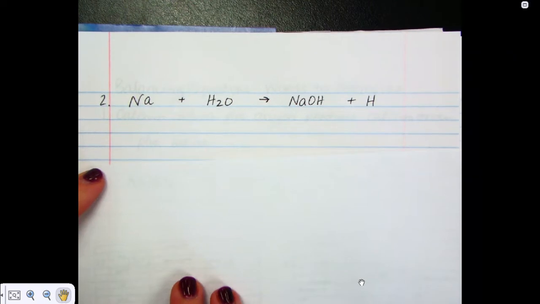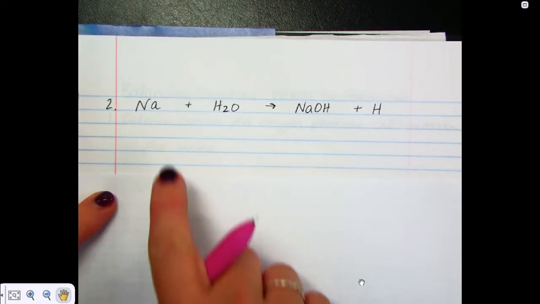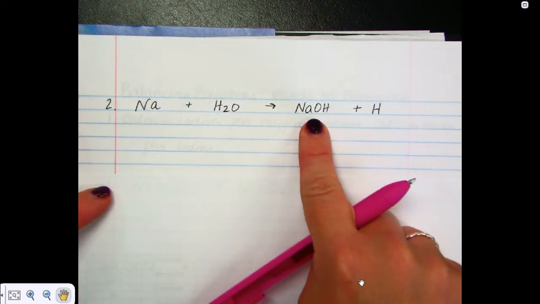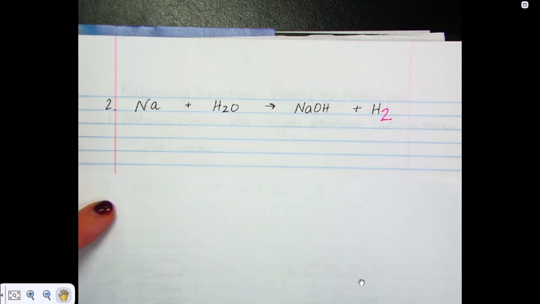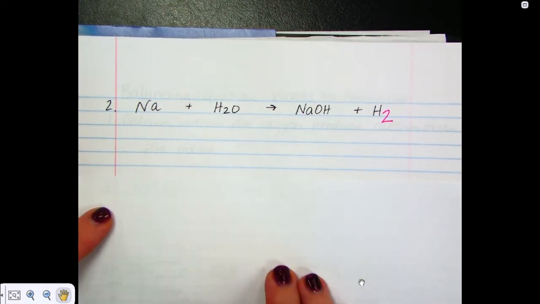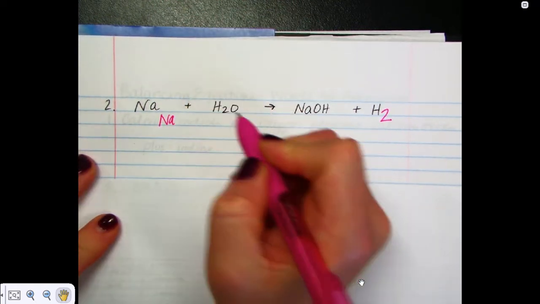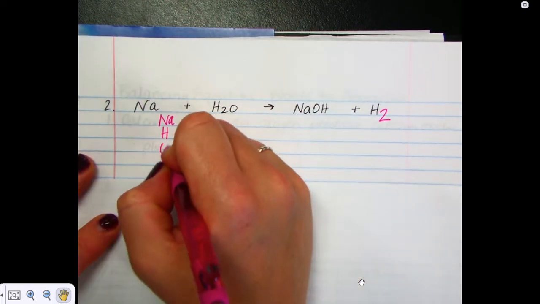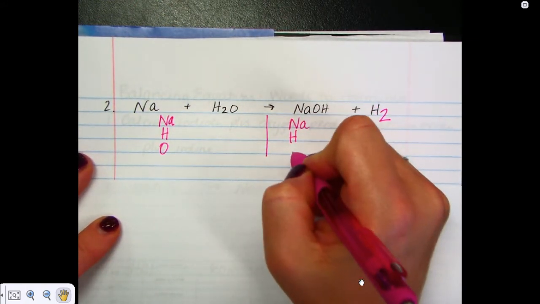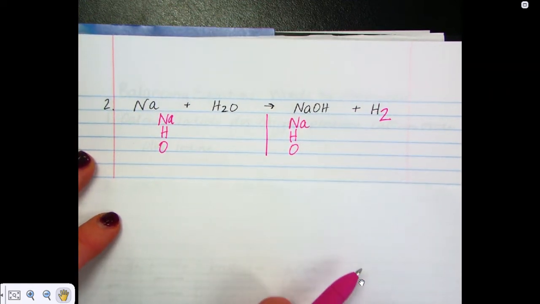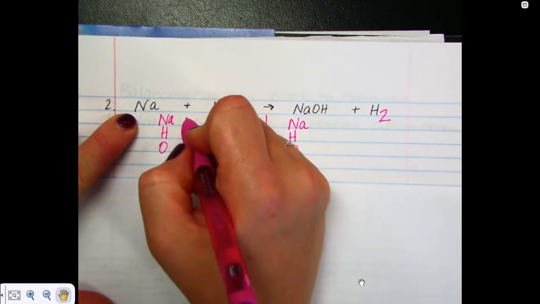All right, number 2. So again, first thing I'm going to do, check for diatomics. So sodium, no, no, no. Hydrogen by itself, yes, this is a diatomic. So I'm going to place my 2 subscript there. All right, now I need to take inventory of my parts. So I've got sodium, hydrogen, oxygen, sodium, hydrogen, oxygen. Keep them in the same order. It'll just make your life easier. So let's go through and take inventory. So on this side, I have 1 sodium.